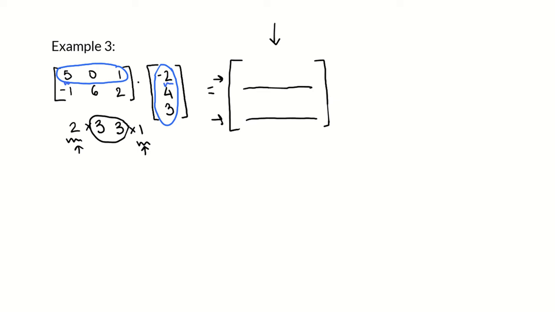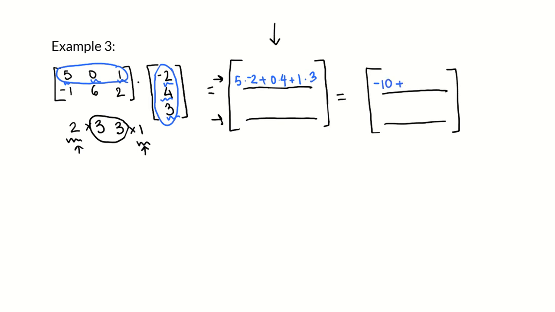So 5 times negative 2, 0 times 4, and 1 times 3. And then we add all of those together. So this first top spot in the answer matrix is going to be 5 times negative 2, which is negative 10, plus 0 times 4 is 0, plus 1 times 3 is 3. So that spot in the answer is negative 10 plus 0 plus 3, which is negative 7.